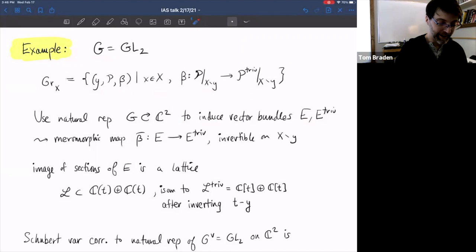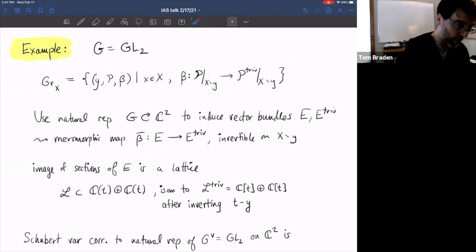with the associated vector bundles by the natural representation of G on C2. So you get rank two vector bundles instead of G-principal bundles. And then your trivialization becomes a trivialization of the corresponding vector bundles. In other words, a meromorphic map which is invertible away from your chosen point. And this is Y.